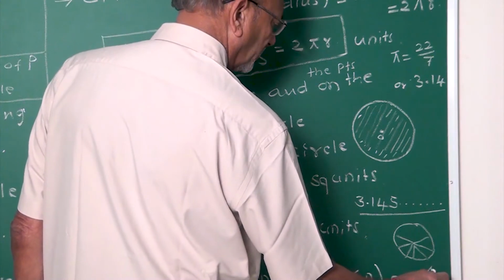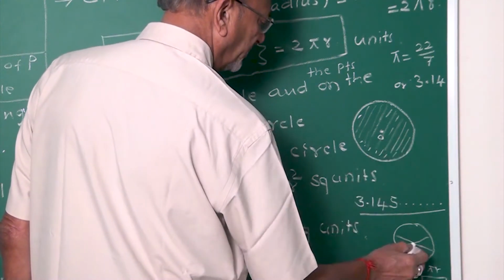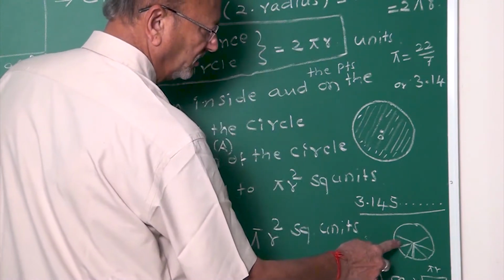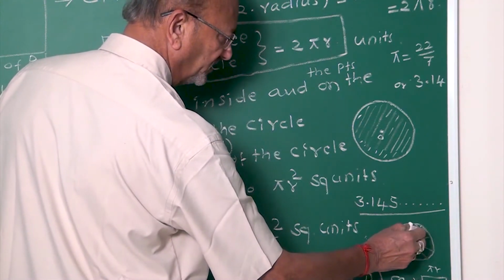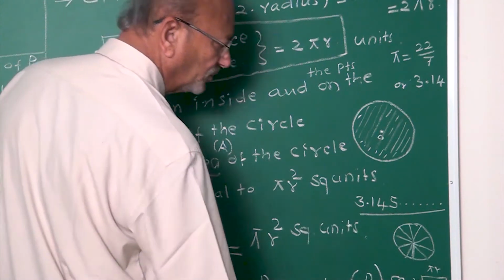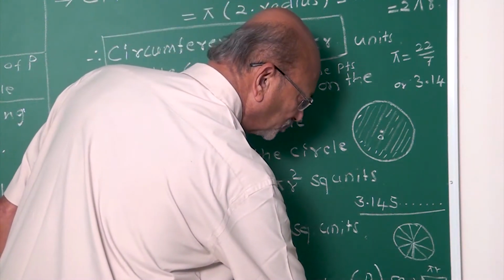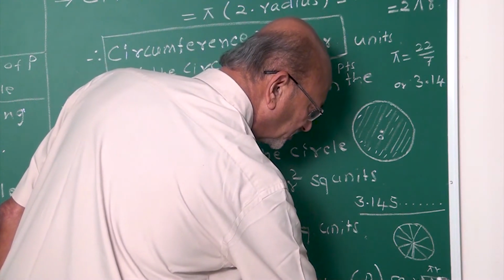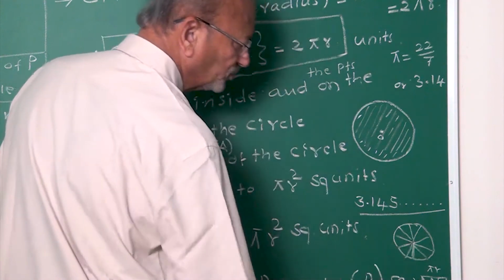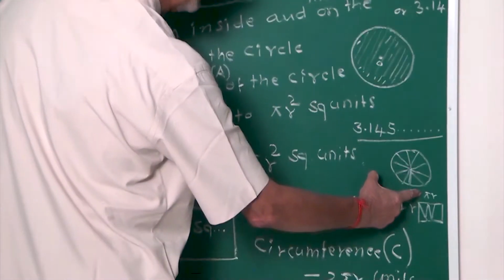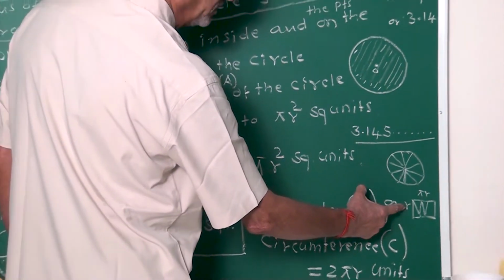Length is pi r. What is breadth? Breadth is the radius of the circle. This is r. If you cut it into pieces like this and join them like this, this is one piece, this is the second piece, this is the third piece, this is the fourth piece. If you join them like this, the circle becomes a rectangle of length pi r and breadth r.